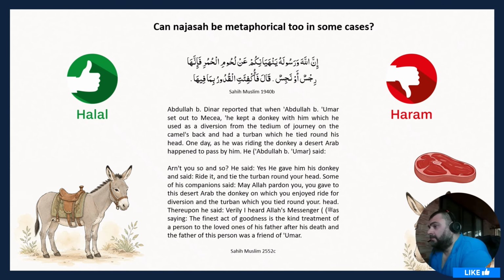Now, I ask you to keep this question burning in your mind: could najasa be metaphorical, or when it's mentioned in the Quran and Hadith that something is najas, does it mean that all of it is physically najas?